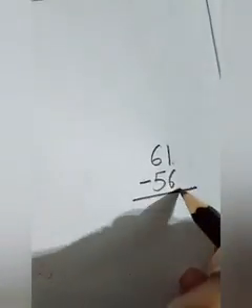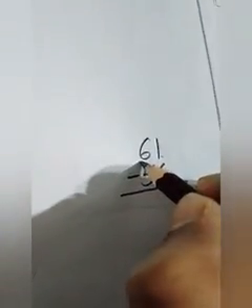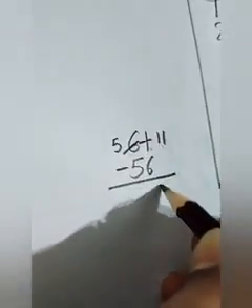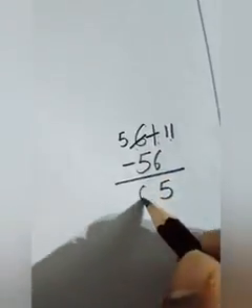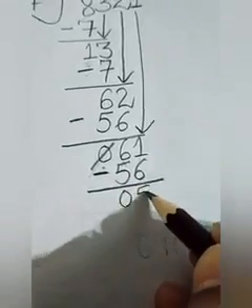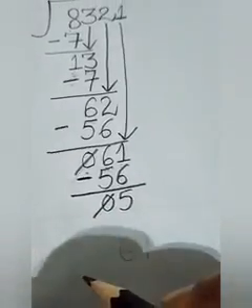56. 1 minus 6 is not possible, so we will take 1 borrow from here. Here 5 is left and it has become 11. 11 minus 6 is 5, and 5 minus 5 is 0. We got 0, 5. So we will write here 0, 5. This 0 we will ignore.